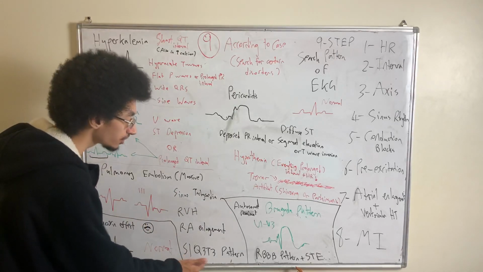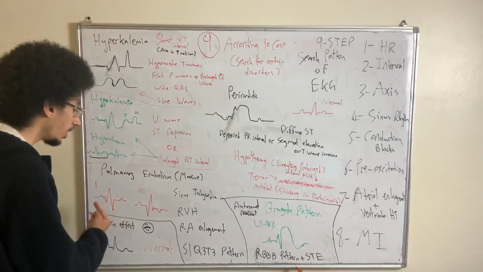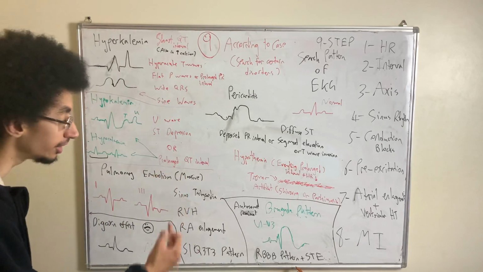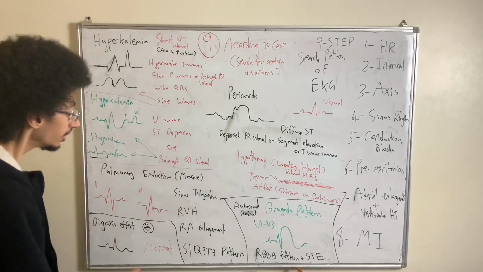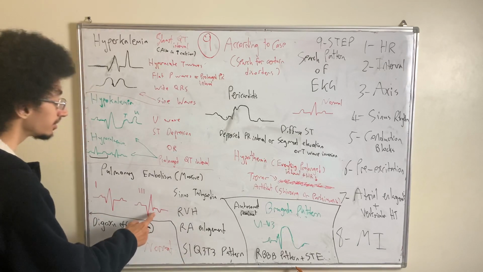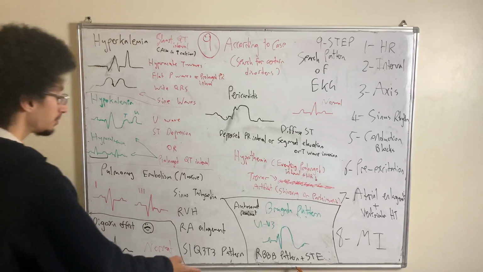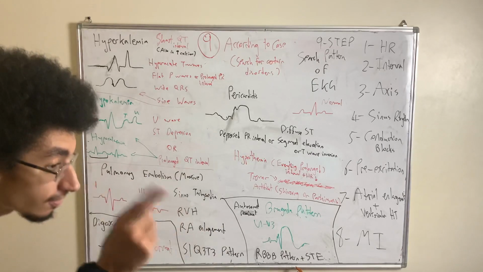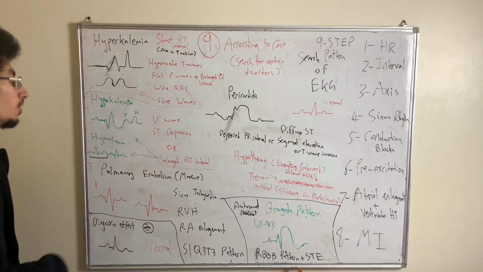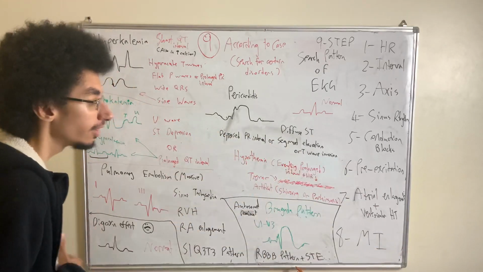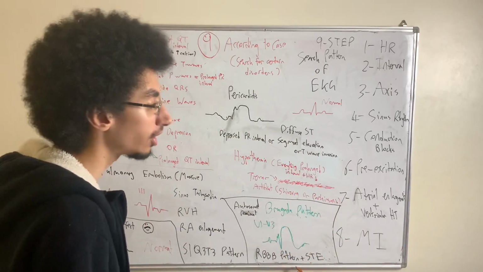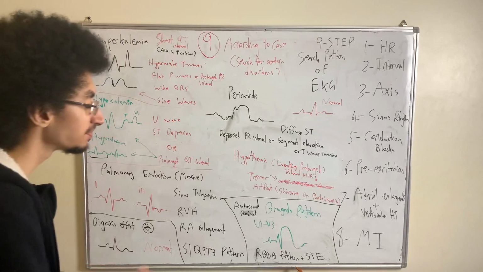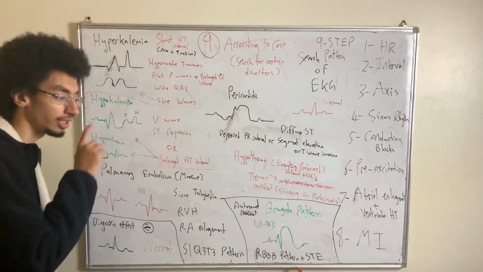So the S1 Q3 T3 pattern means that in lead 1, you have a deep S wave, and in lead number 3, you might have a deep Q wave and an inverted T wave. Together, they make up the S1 Q3 T3 pattern, which is suggestive, not confirmatory, of pulmonary embolism. In this case, you can do a D-dimer, you can do a spiral CT of the pulmonary artery to confirm your diagnosis and immediately send this patient for thrombolytic therapy. Okay? So that's regarding pulmonary embolism on an EKG.